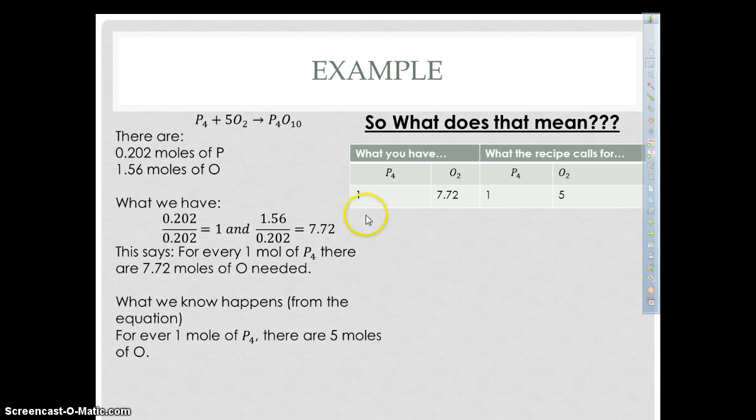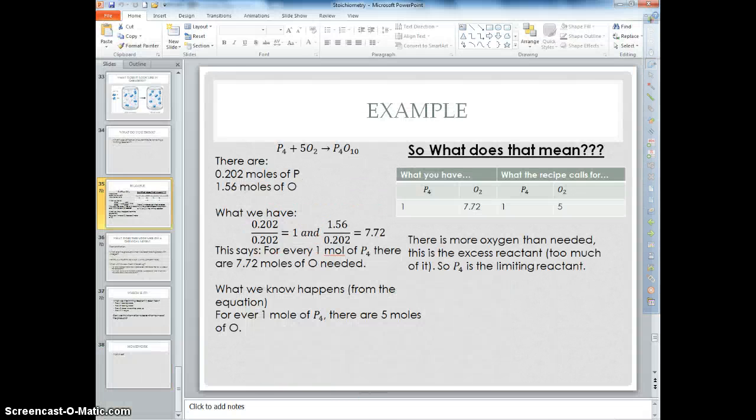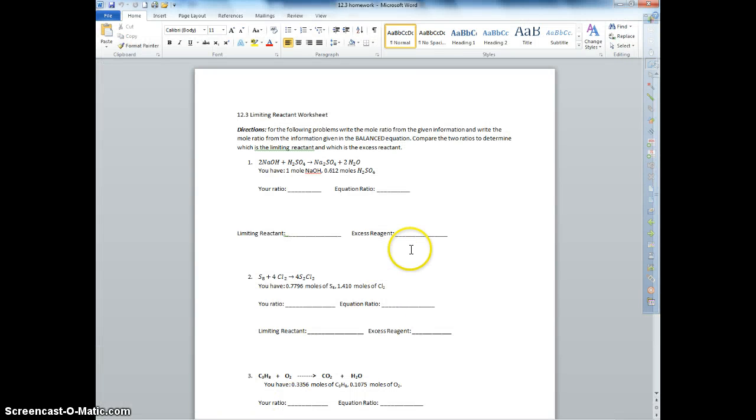The thing that I don't have enough of, that's limiting me. So based on the fact that I have too much oxygen, I can't react it all away with just this 1 phosphorus because the recipe only goes so far as to tell me that for every 1 phosphorus, I react away 5 oxygens.